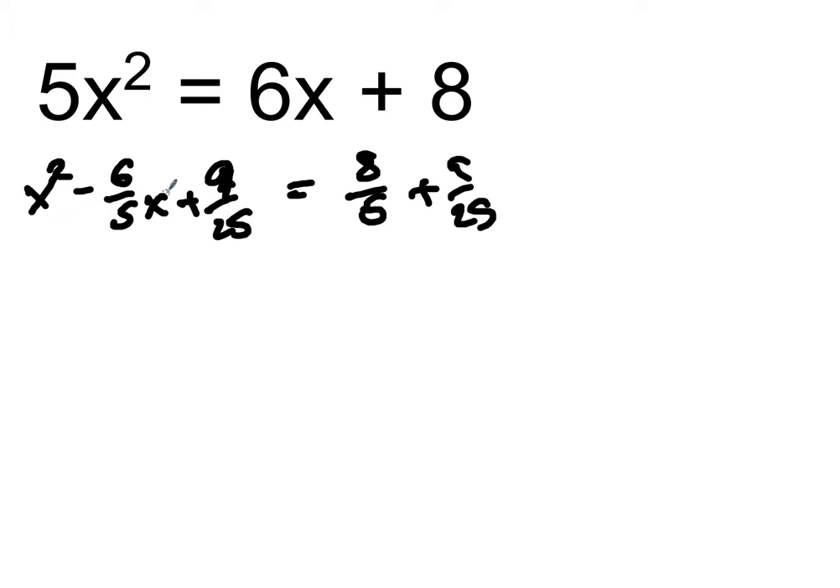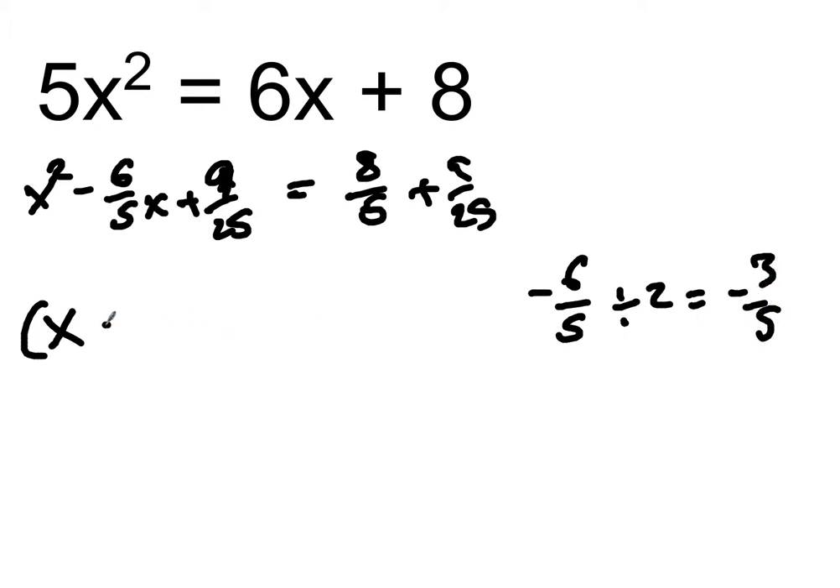Okay, so now I can complete the square. This is a perfect square trinomial now. It's x plus the b over 2 term. Well, negative 6 over 5 divided by 2 was negative 3/5. So that's what goes inside here. And you can check that 3 over 5 times 3 over 5 is 9 over 25, and negative 3 over 5 plus negative 3 over 5 is negative 6 over 5.